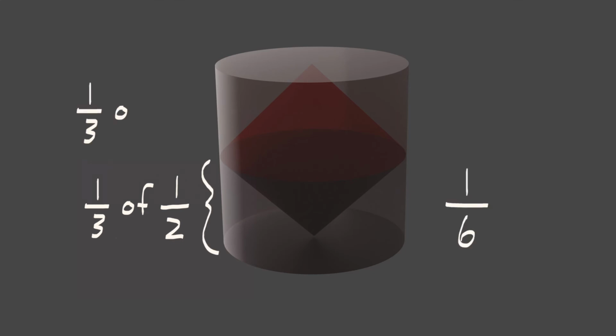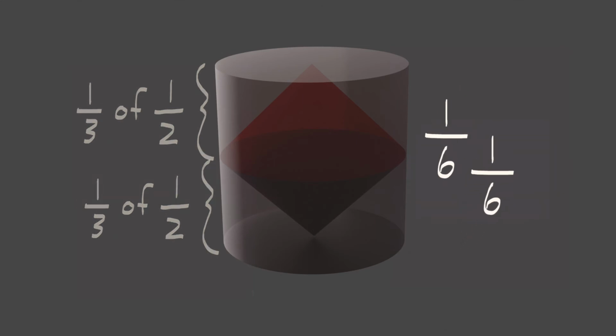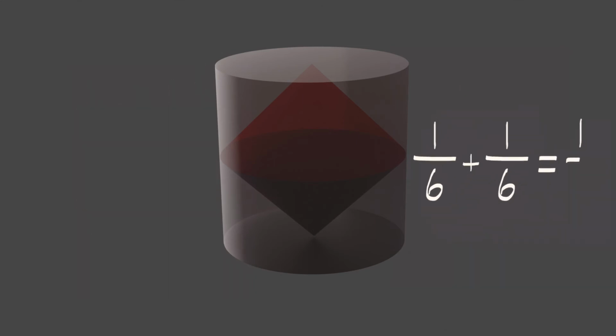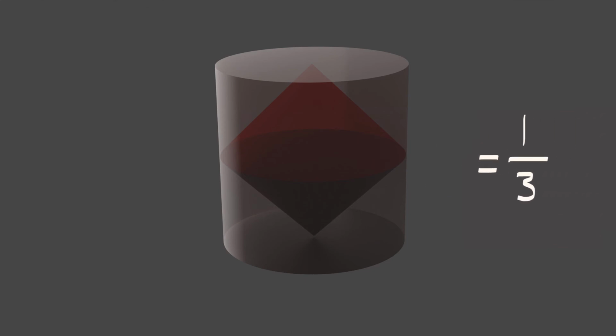But if we look at this figure more closely, we'll notice that the bottom cone is 1/3 of the bottom half, while the top cone is 1/3 of the top half. So both cones together should be 1/3 of both halves of the cylinder together.